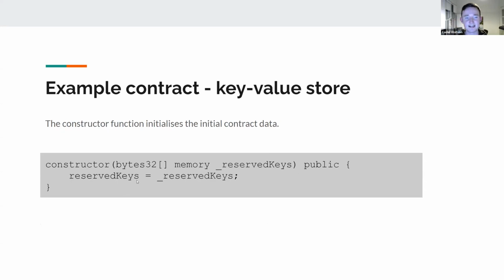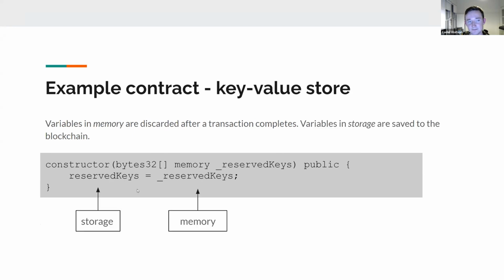Okay, so let's look first at our constructor. Now remember, this is the first function in our interface. And the constructor is the function that you call to provide with data when you're deploying the contract for the first time. So when you're essentially instantiating your contract and deploying it to the Ethereum chain. Here, what we're saying is we're going to pass in an array of hashes of bytes 32, which is called underscore reserved keys. And then we're going to set our contract storage variable reserved keys to be this value that was passed in, right? That's really straightforward.